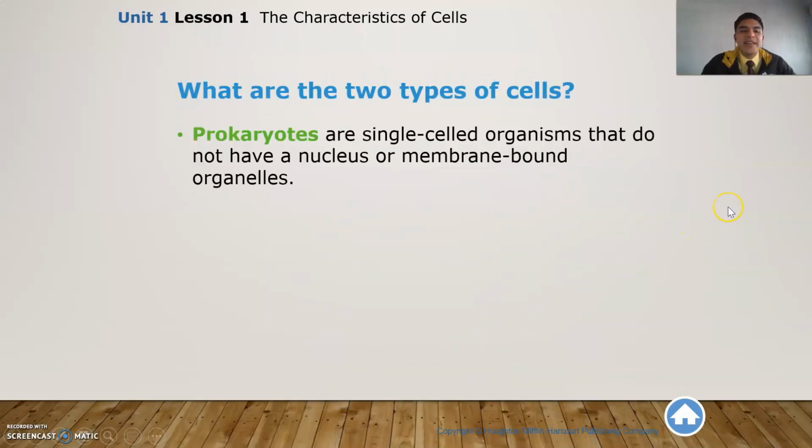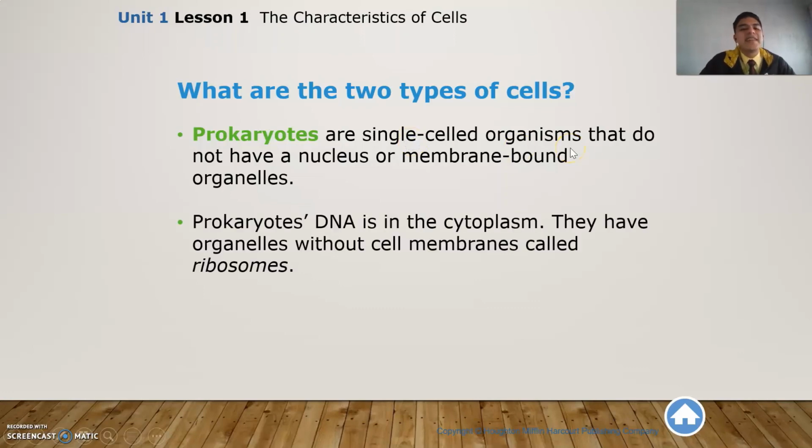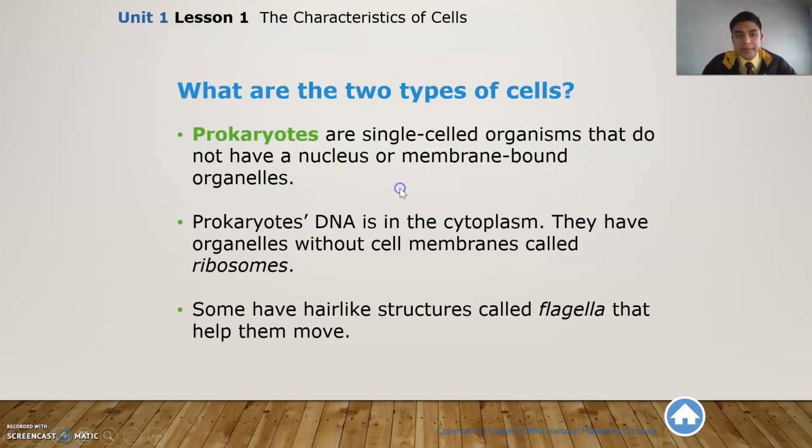Let's continue. Prokaryotes are single-celled organisms that do not have a nucleus or membrane-bound organelles. Interesting. In prokaryotes, DNA is in the cytoplasm. They have organelles without membranes called ribosomes. And some have a hair-like structure called flagella that help them move.